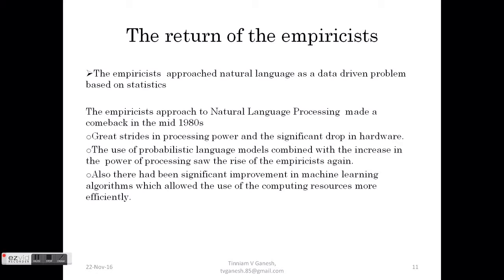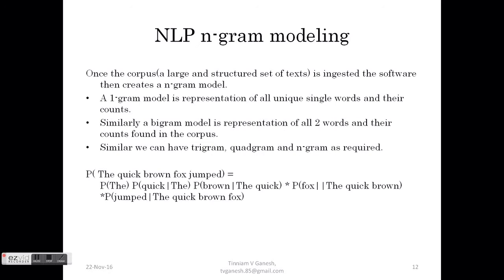But in the 1980s, with the amazing improvements in computing power and the drop in storage prices, the empiricists, who believed that NLP can be done purely on statistical analysis, made significant improvements. And they came up with probabilistic language models for doing natural language processing, and they used machine learning algorithms for this. So NLP is based on what we call an n-gram model.